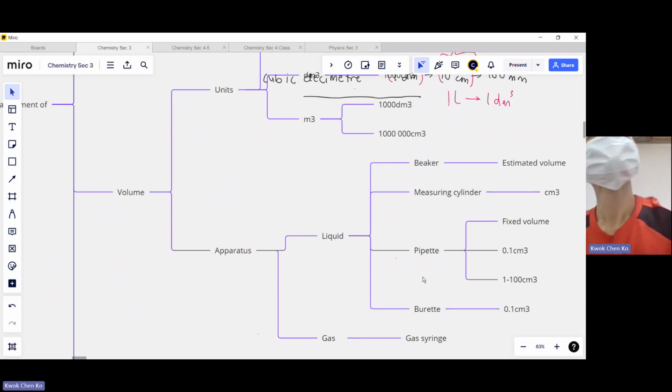Remember this one? What's the volume range? 25. Okay, so I'll roughly tell you how it works, but eventually you have to do it in the practical. I think your school will arrange some practical sessions, usually during the holidays.